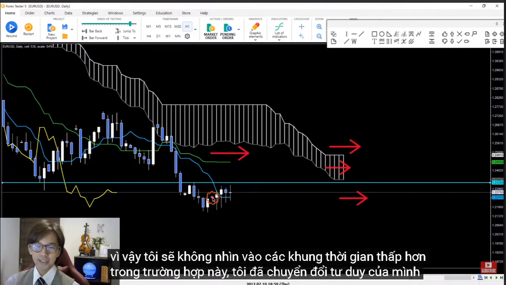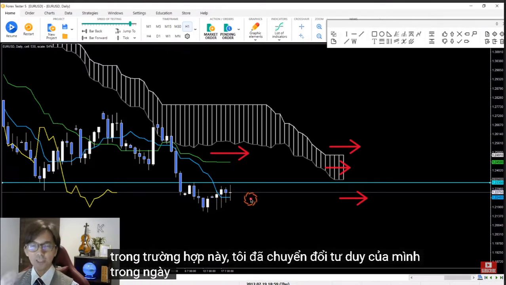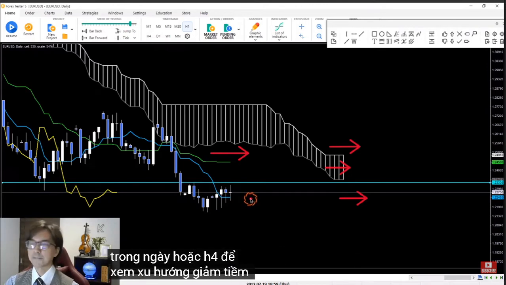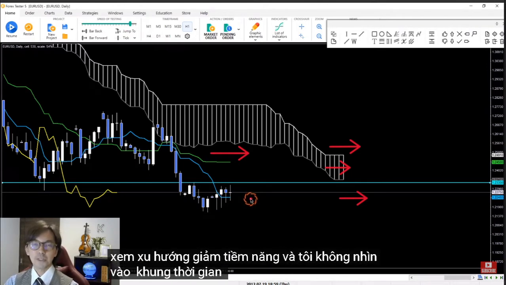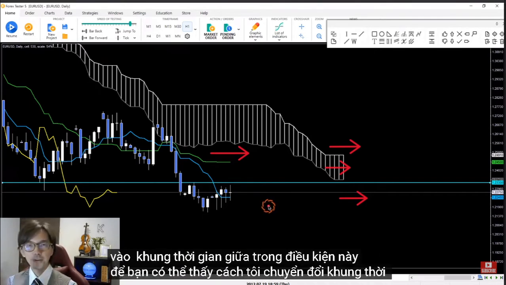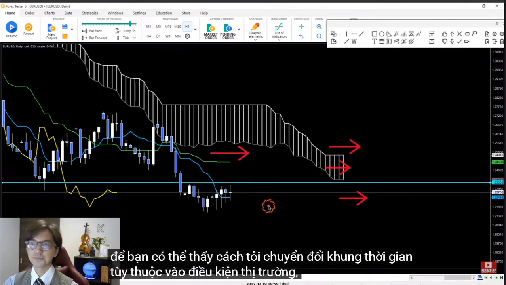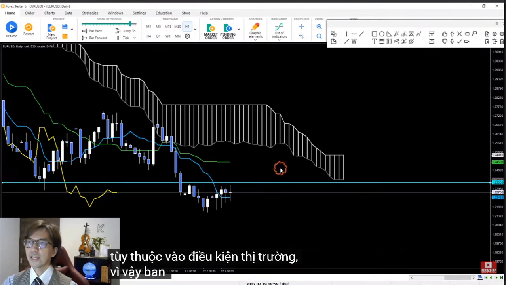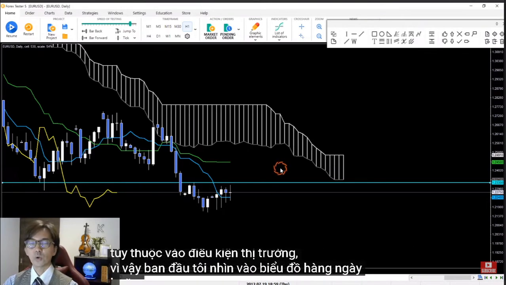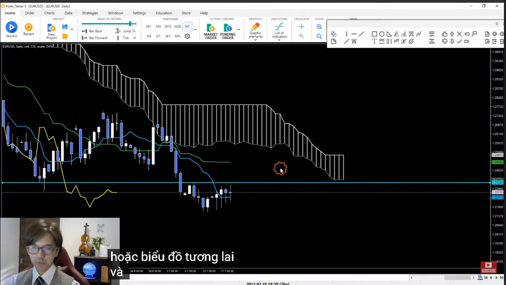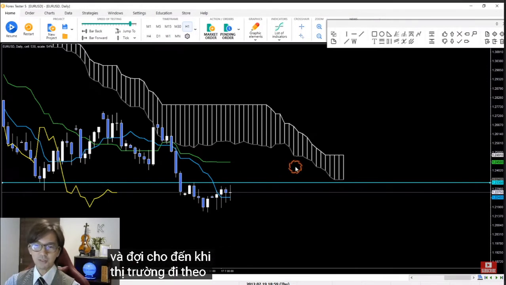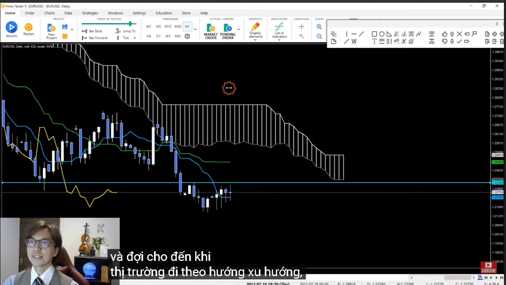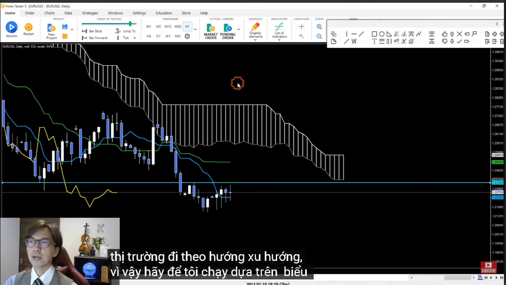I switch my mindset in daily or H4 to see potential downtrend, and I don't look at the mid time frames in this condition. So you can see how I switch time frames depending on the market condition. Initially I look at the daily chart or the four hour chart and wait until the market goes in a direction, the trend. So let me run based on the daily chart.